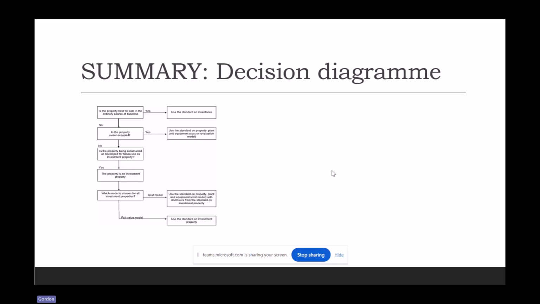If a property is held for sale in the ordinary course of business, that is inventory. So the first question you ask yourself is, is this property held for sale in the ordinary course of business? If the answer is yes, then it is inventory. So we use what? IAS 2 to account for the inventory. If the answer is no, then we ask ourselves, is this property owner occupied? Owner occupied is the same as, is this property plant and equipment?